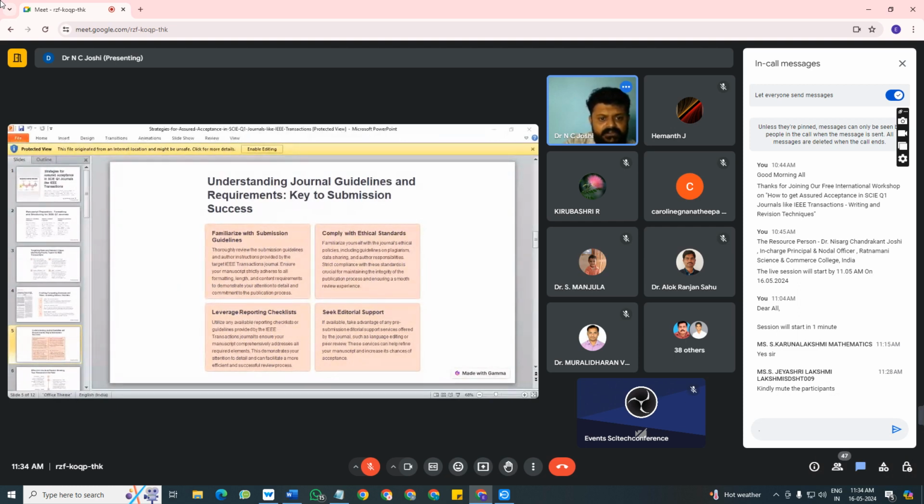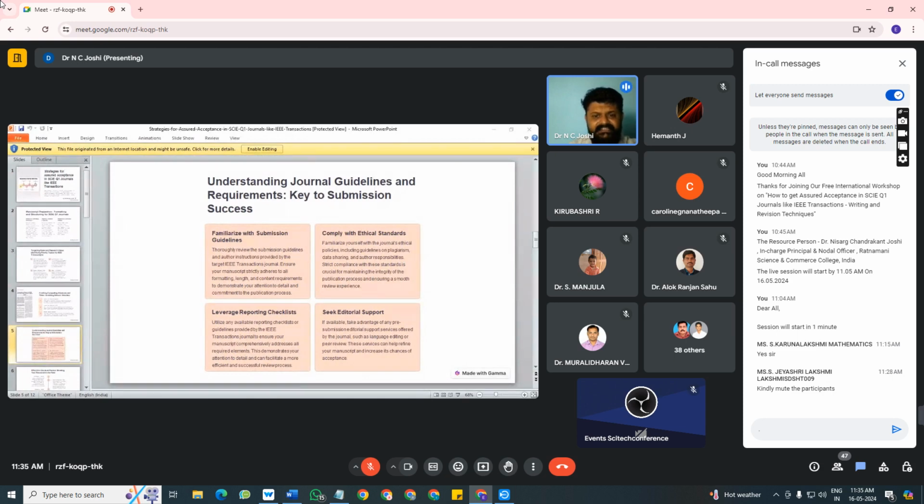Leverage the reporting checklist. Utilize any available reporting checklist or guidelines provided by IEEE Transactions journals to ensure your manuscript comprehensively addresses all the required elements. This demonstrates your attention to detail and effectively helps you succeed in publishing. Utilize the available reporting checklist or guidelines. As I told you, each and every publication has their own rules and regulations, the following guidelines, you have to follow them.